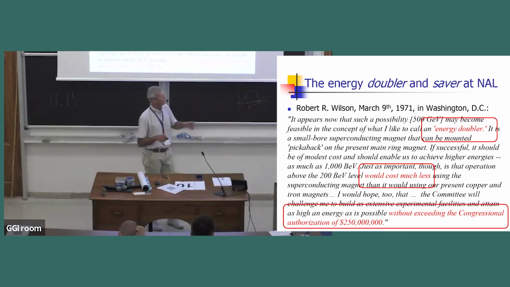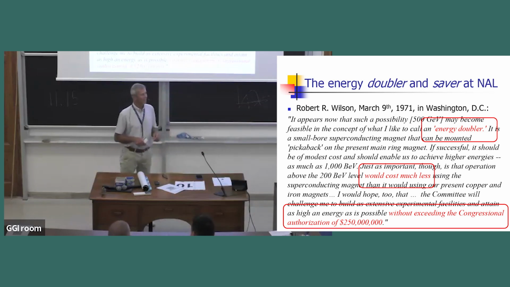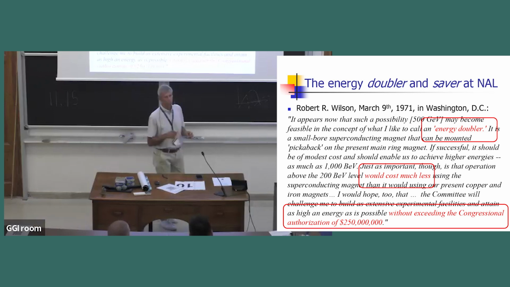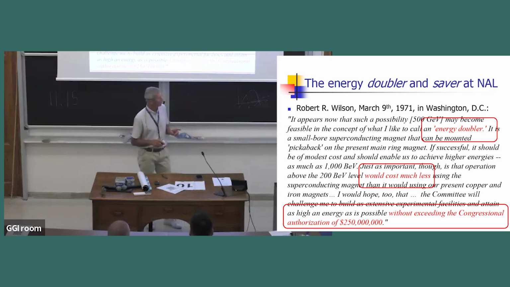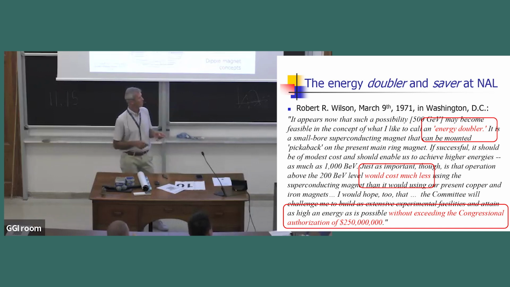In parallel to that, a certain Robert Wilson at Fermilab, at that time the National Accelerator Laboratory, promised an energy doubler. He was very bold. He said that it would cost much less using superconducting magnets than using normal conducting magnets. And he said he would do that without exceeding the congressional authorization of $250 million. Okay, that was what he had as budget given by the Congress. He didn't have magnets, but he promised that. And that's how the whole story started.